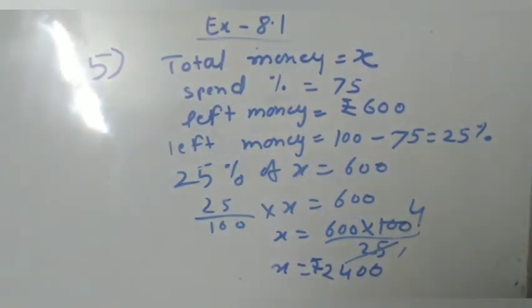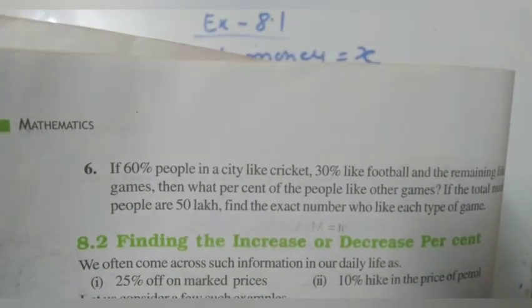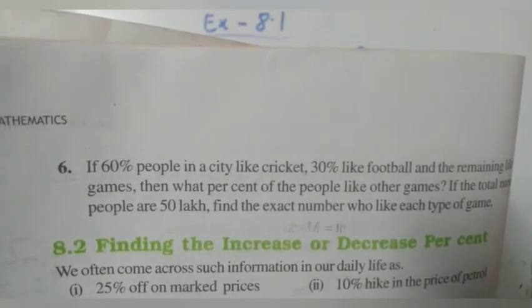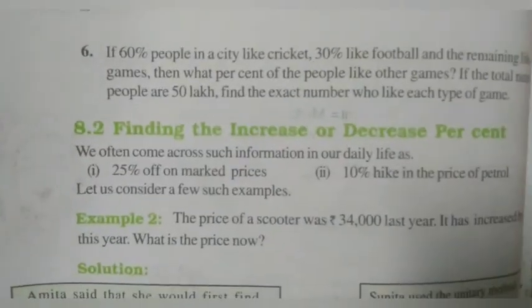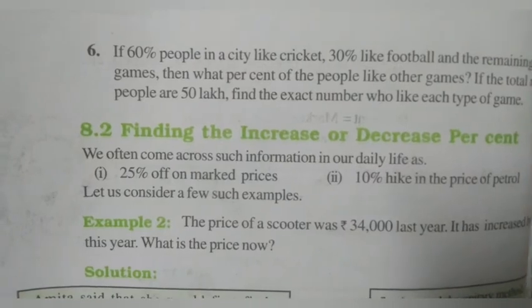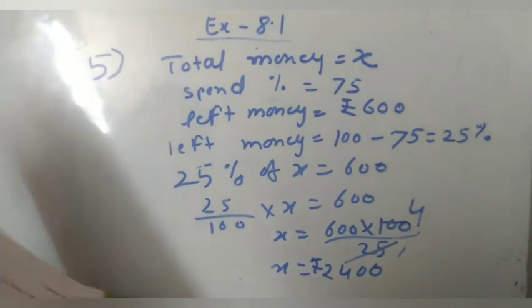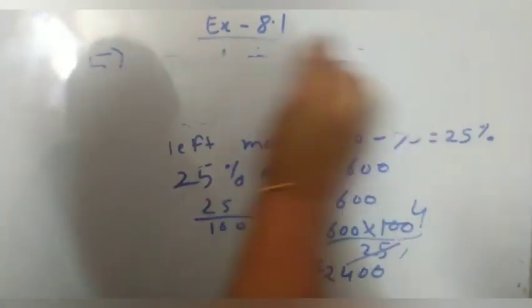Now problem number 6. If 60% of people in a city like cricket, 30% like football, and the remaining like other games, then what percent of the people like other games? If the total number of people is 50 lakh, find the exact number who like each type of game. We have to calculate the number of people who like other games, and we have to find the number of people who like each type of game.